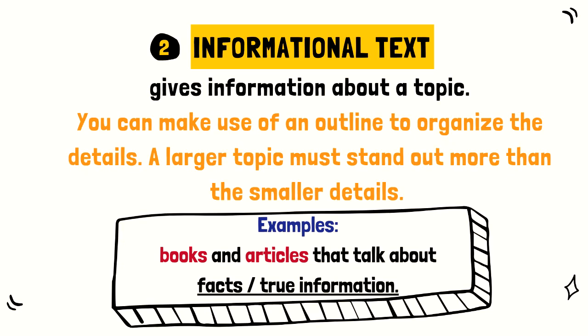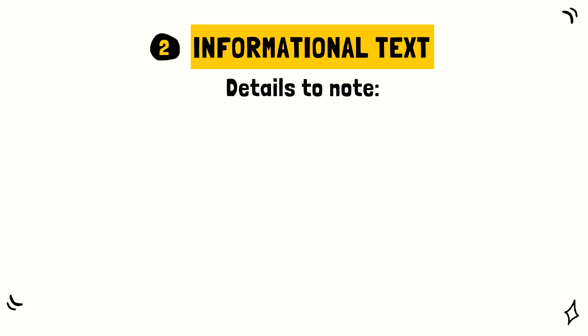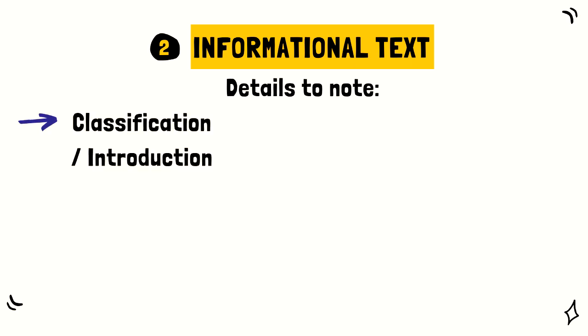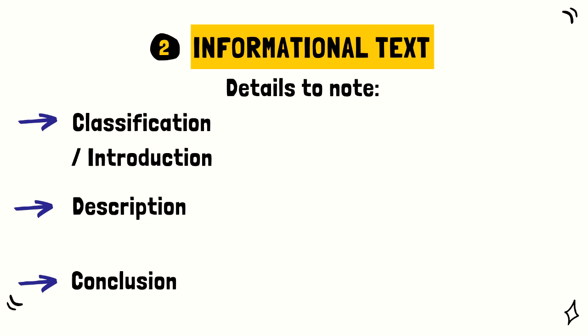Informational text gives information about the topic. Examples are books and articles that talk about facts or true information. In this kind of text, you can make use of an outline to organize the details. The details we must take note of in an informational text are classification, description, and conclusion.